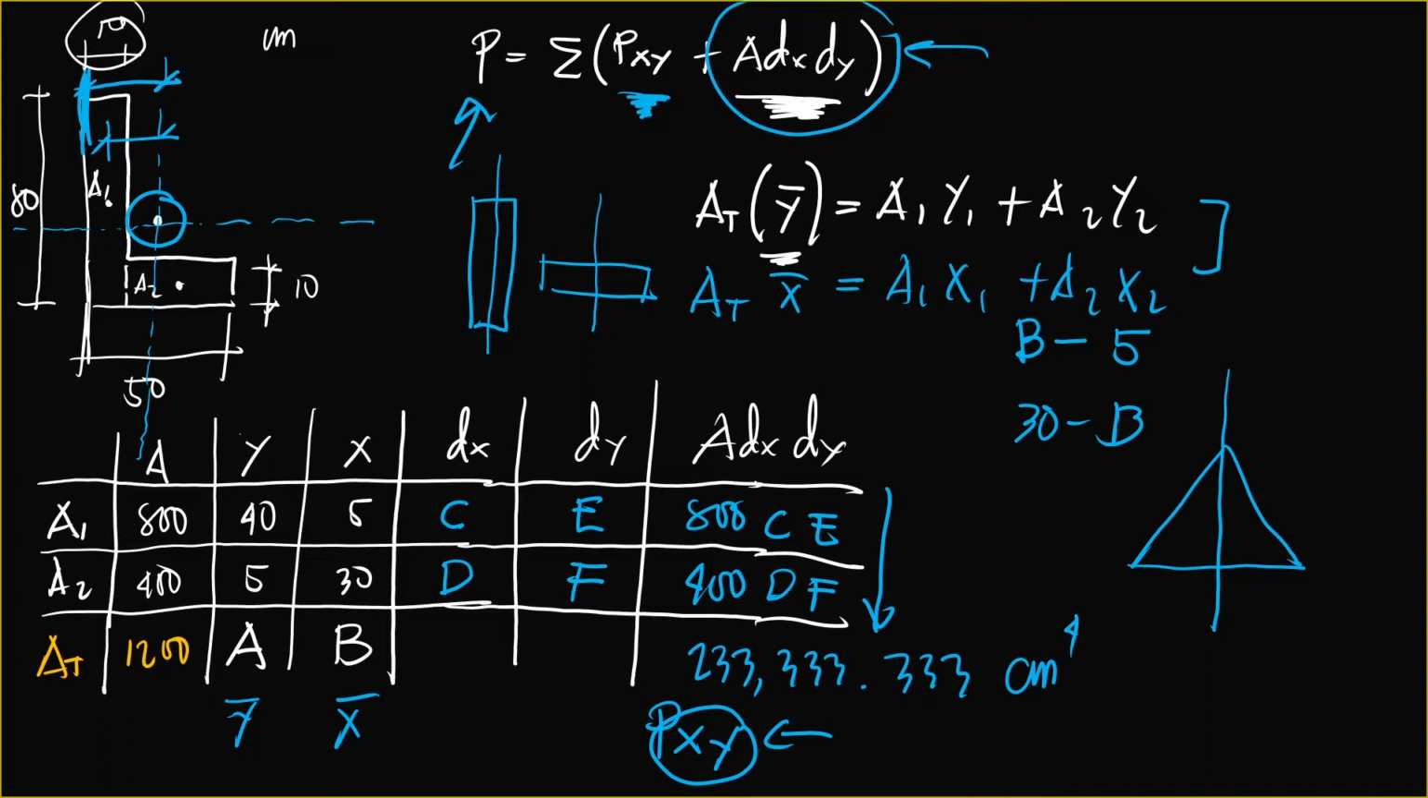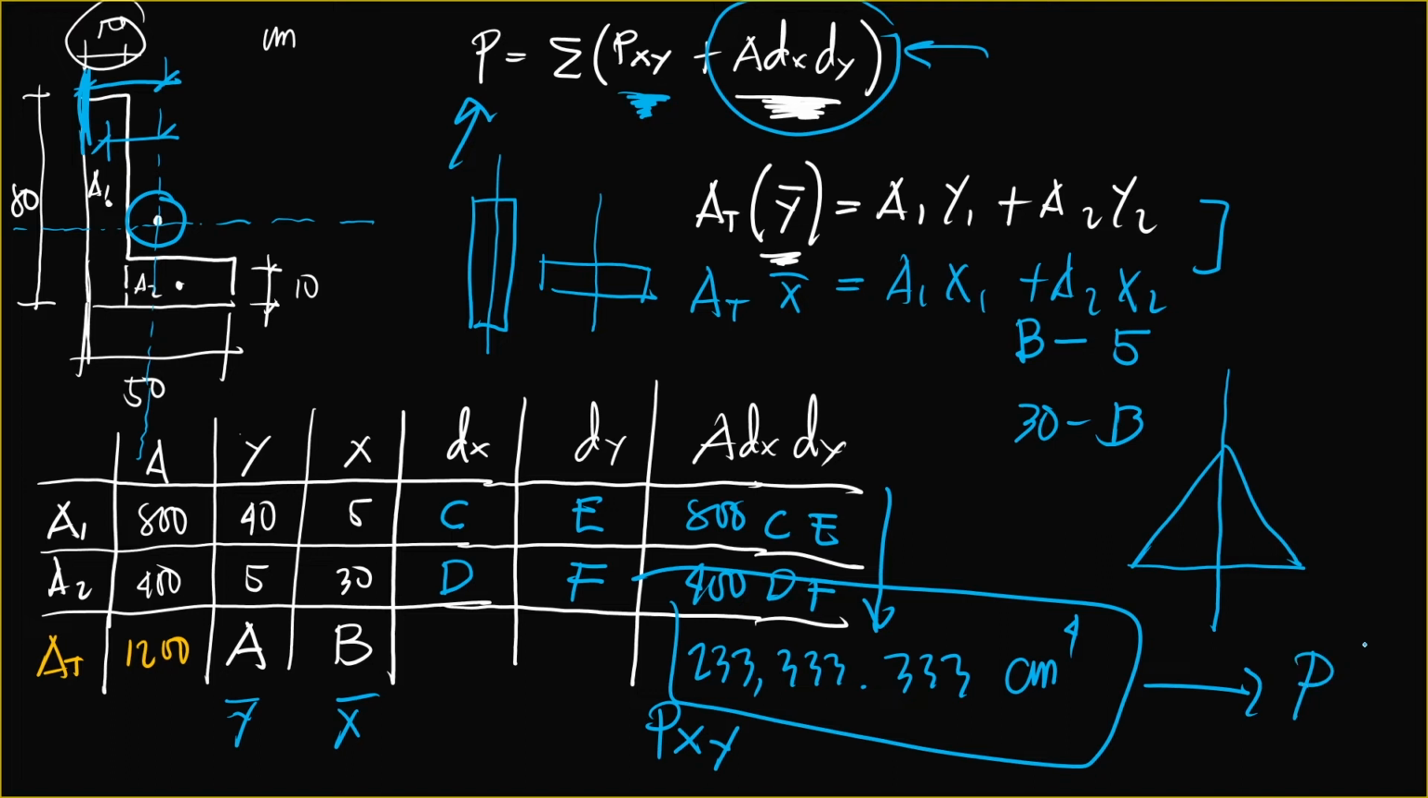Sir, I'm a bit confused about the variables used. Shouldn't it be PXY? Yes, the result is actually just P. But I put XY to indicate that this is the product of inertia with respect to the centroid of the composite shape.